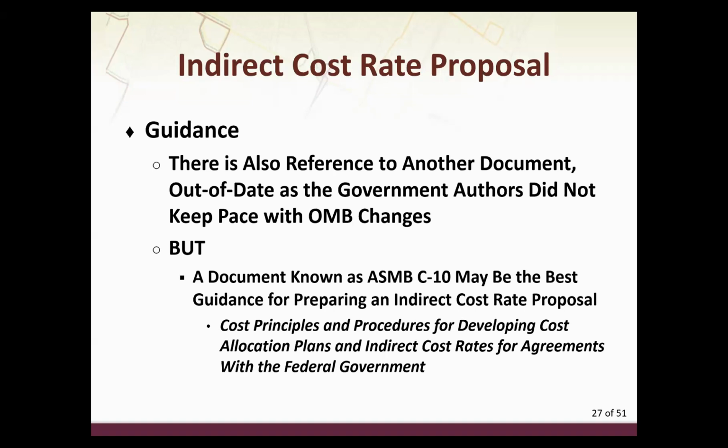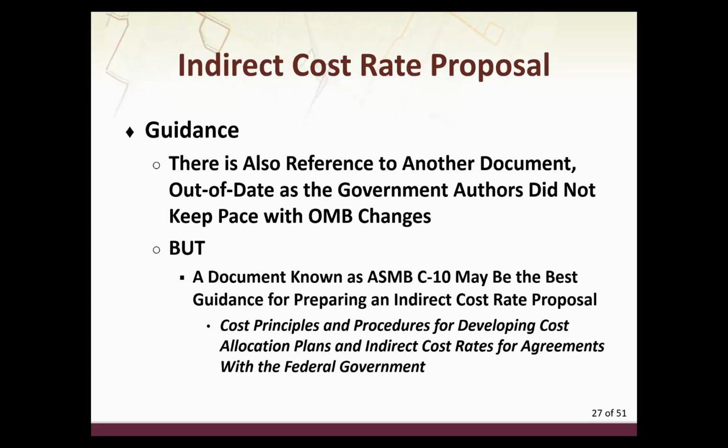But sure enough, when 2 CFR 200 was promulgated and published in the Federal Register, that document cited a document known as ASMBC 10. And it has this long-winded title of Cost Principles and Procedures for Developing Cost Allocation Plans and Indirect Cost Rates for Agreements with the Federal Government. It lays out very specific schedules and tables of how you should present your financial data.